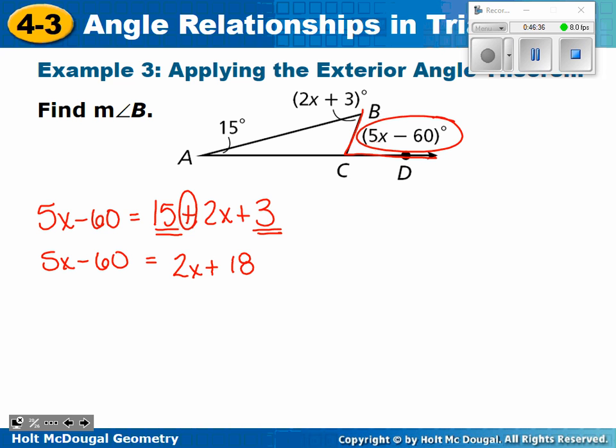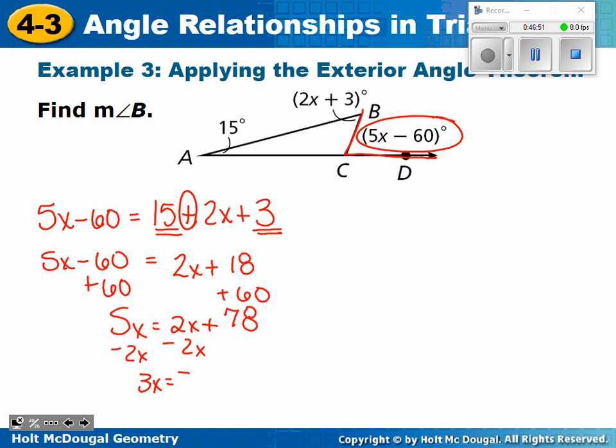What do you guys want to do to solve? Add 60. So 5x is equal to 2x plus 78. Subtract 2x. 3x equals 78. Divide by 3. What do you end up with for x? Anybody else get an answer besides Bree? How many times does 3 go into 78? 26 times. Good. So x would be 26.